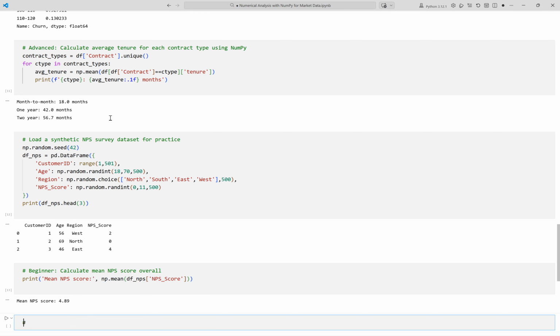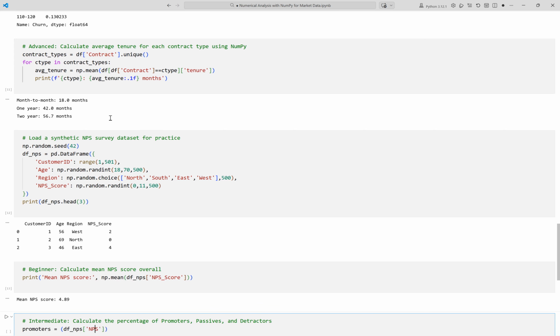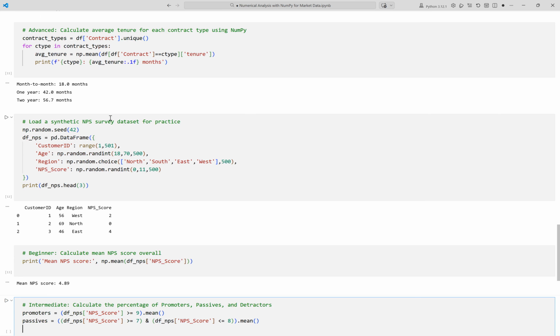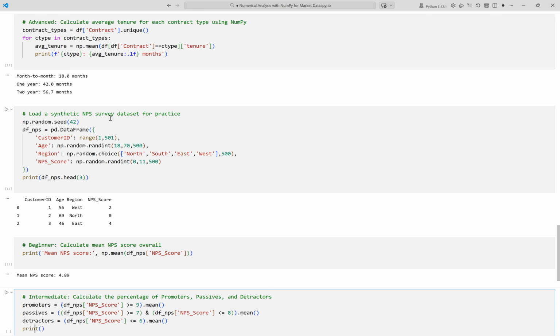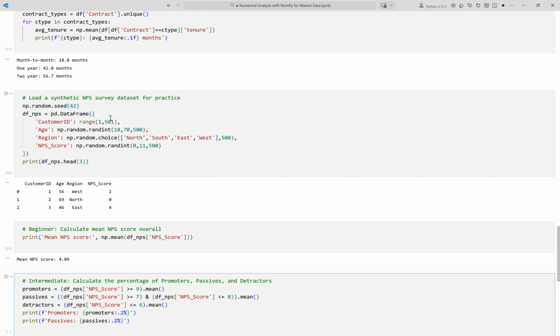NPS segments customers into promoters, passives, and detractors for better strategy. Promoters score 9 or 10, we calculate the proportion. Passives are those between 7 and 8 inclusive. Detractors score 6 or less. Percents are printed for each group to help target retention plans. This informs where to focus customer service improvements.